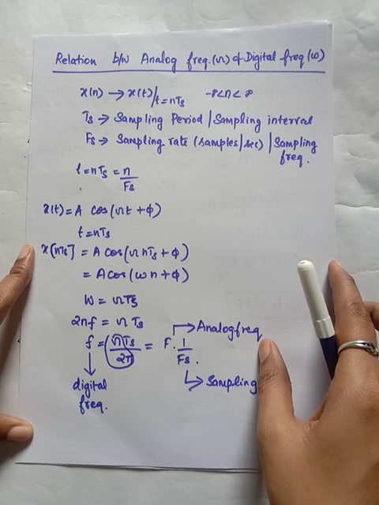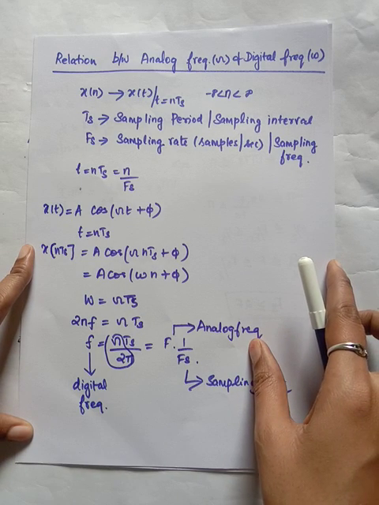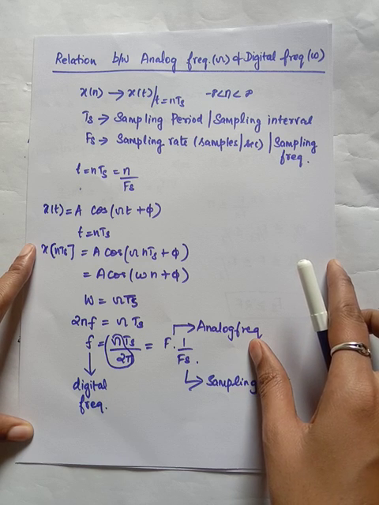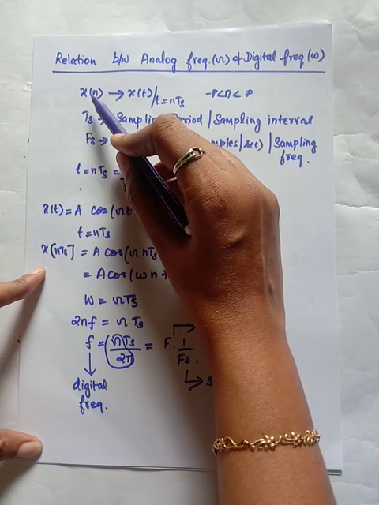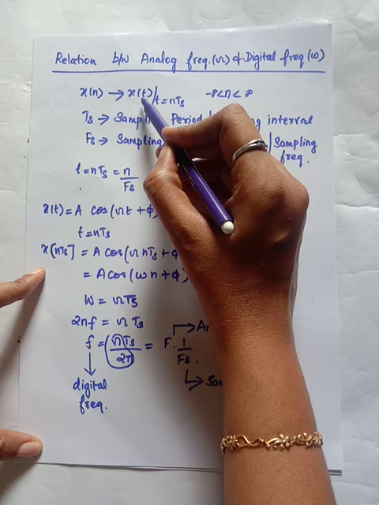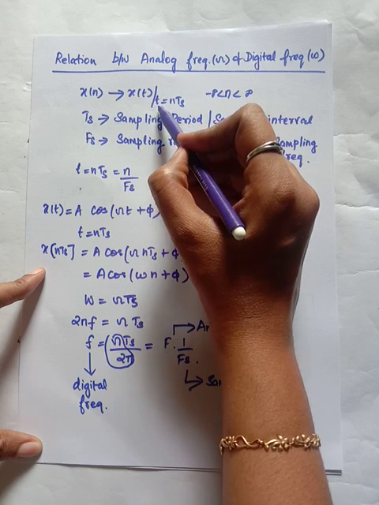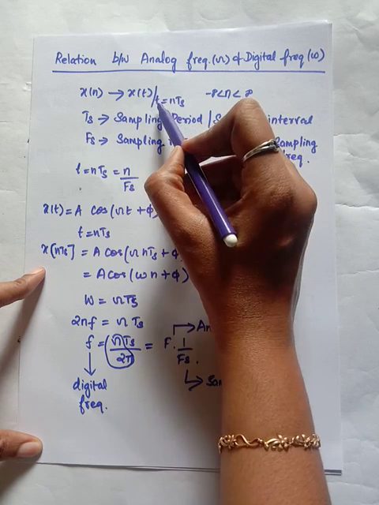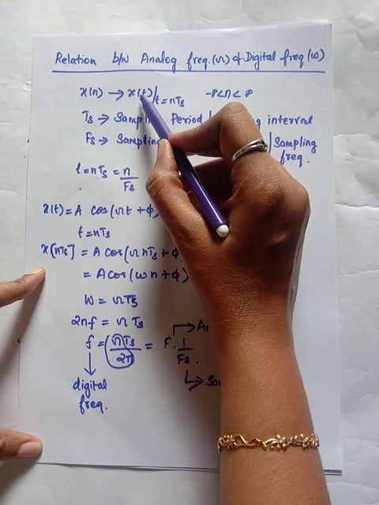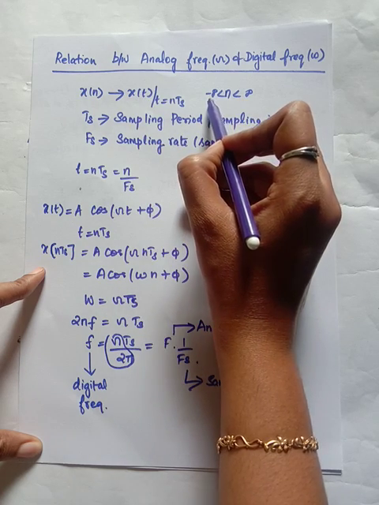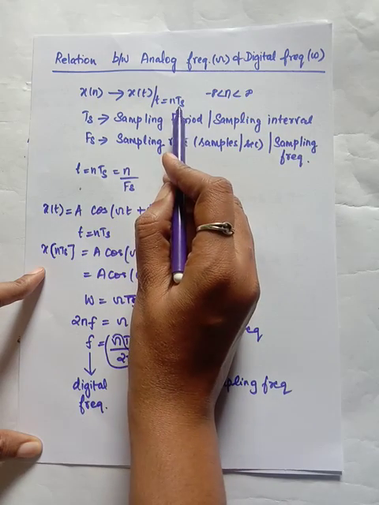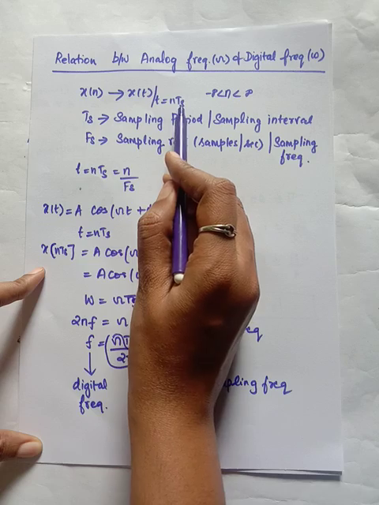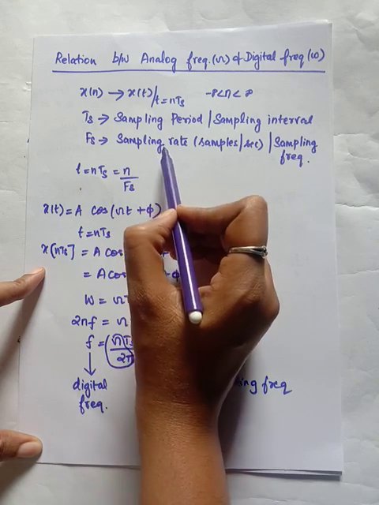Hi students, in the last video we discussed the sampling process. Now we will discuss the relationship between the analog frequency and digital frequency. We know that x of n, a discrete time signal, is obtained by sampling the analog signal x of t at t equal to nTs, where this analog signal extends from minus infinity to infinity, and Ts is the sampling period, and Fs is the sampling rate, or sampling frequency.